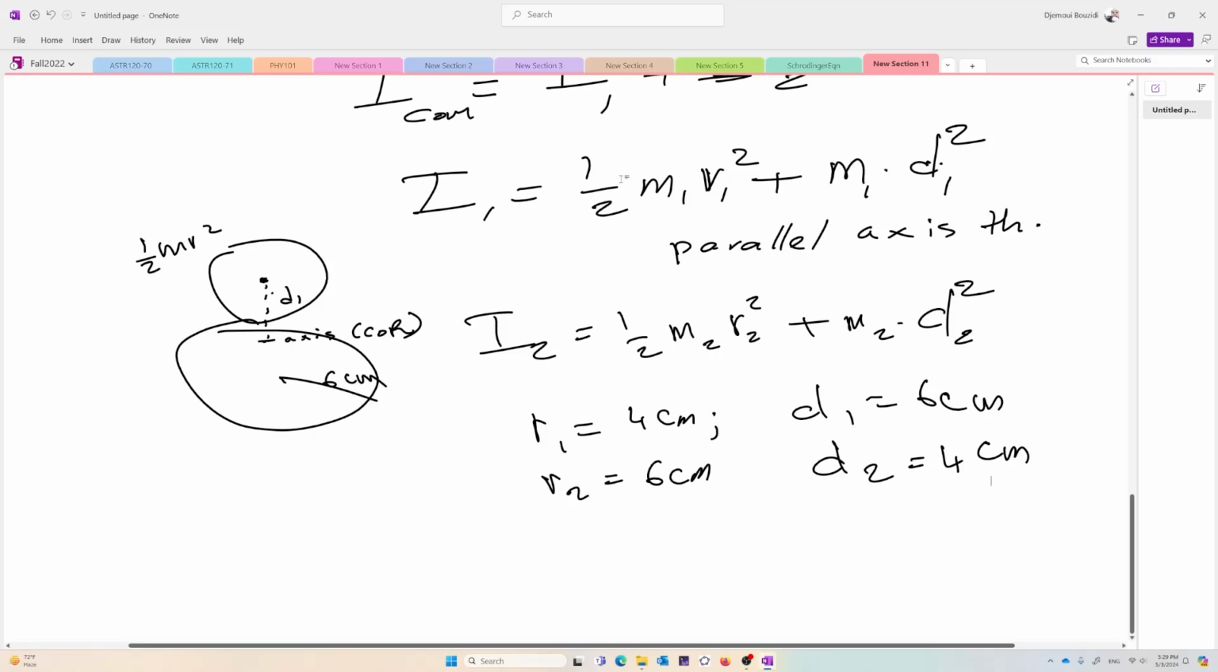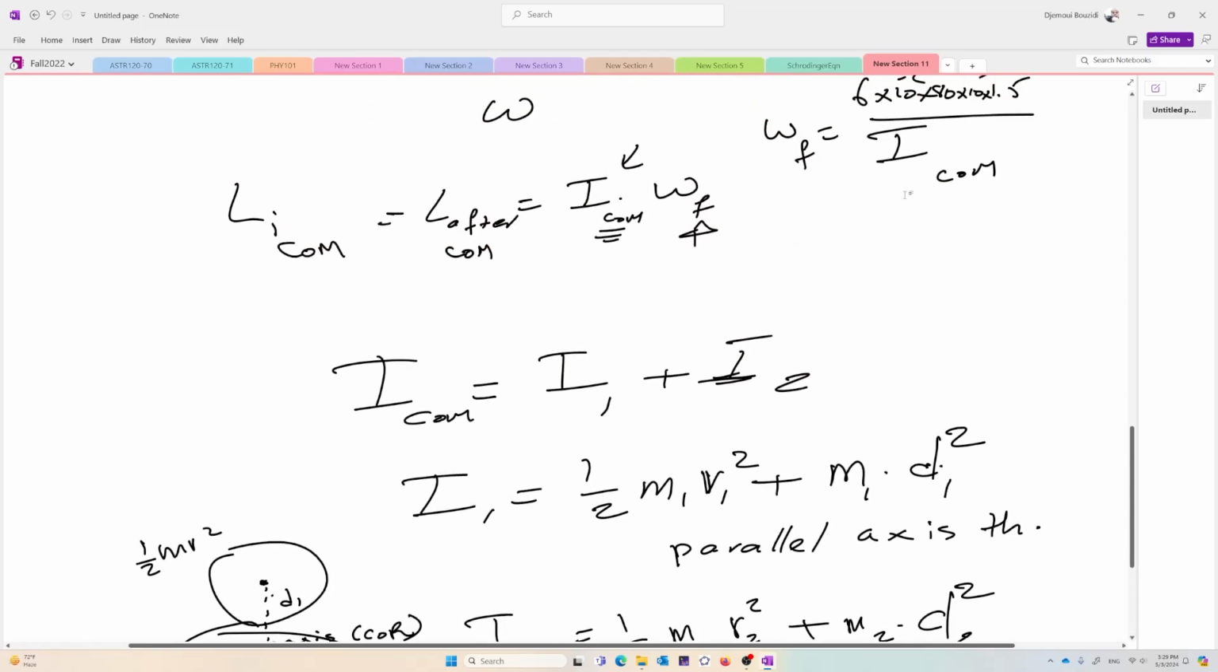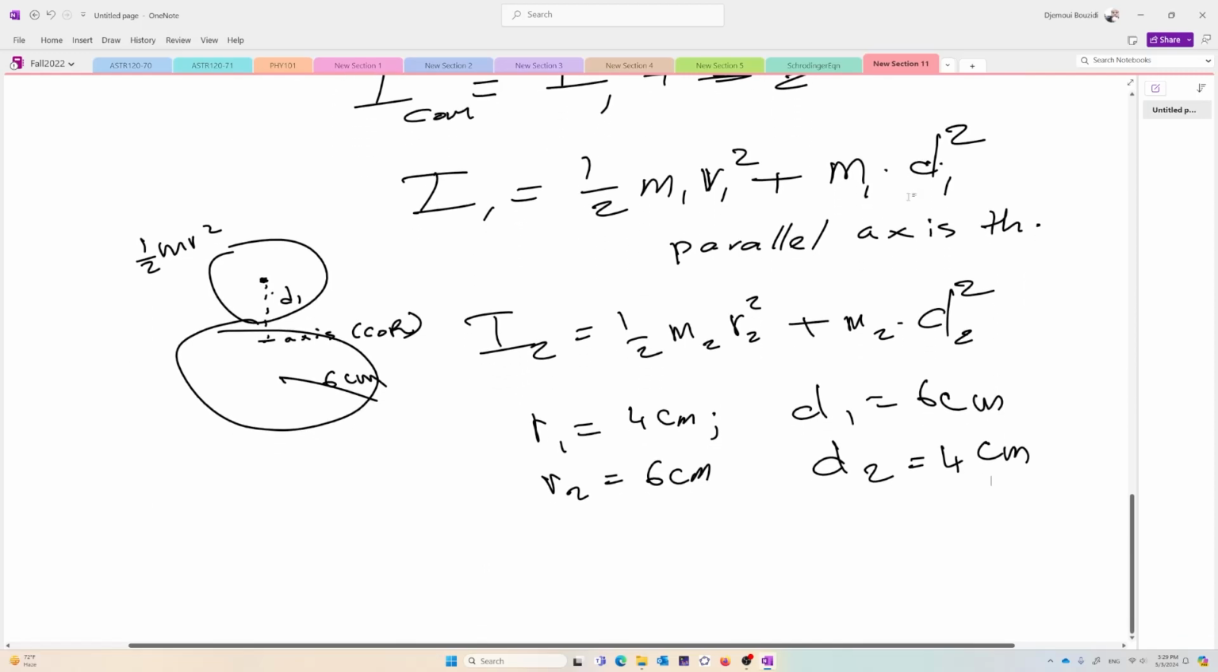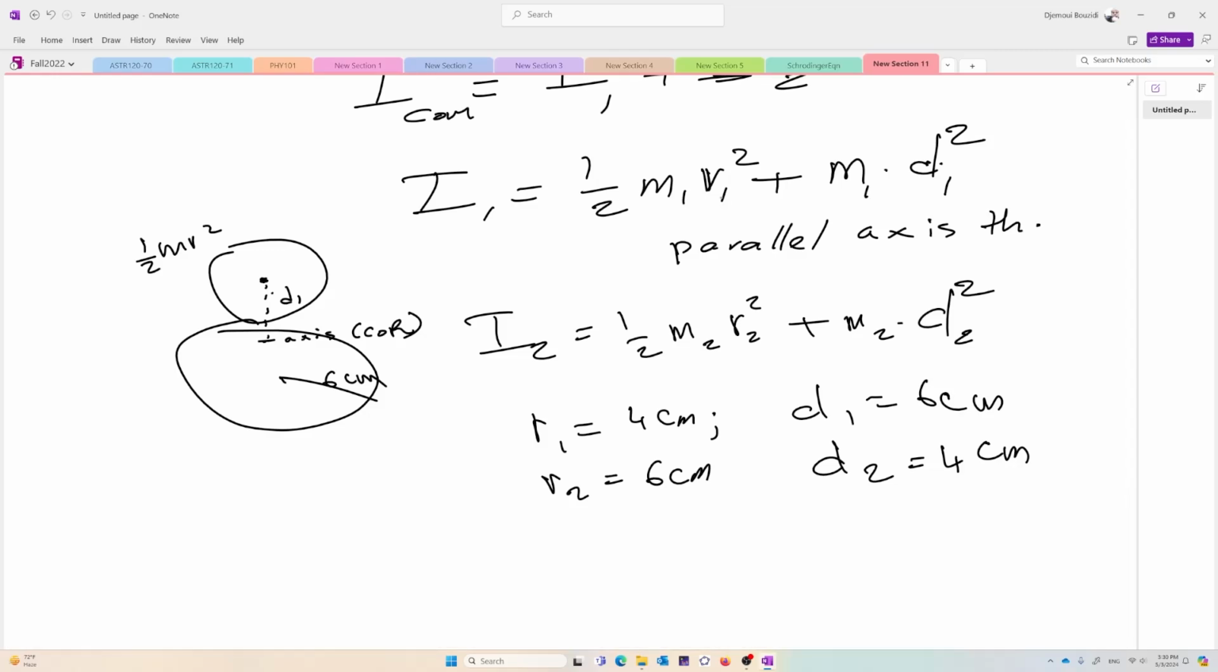So anyway, we have I1, we have I2, we add them together, and we have I, and hopefully you can finish these numbers. This is not a point particle. This is a disk. 1/2 mass times r squared is the moment of inertia of a disk. The 1/2 is coming from the fact that this is a disk. Both of them are disks, including this 1/2 too. And then mass times this comes from the parallel axis theorem, and we're in business.